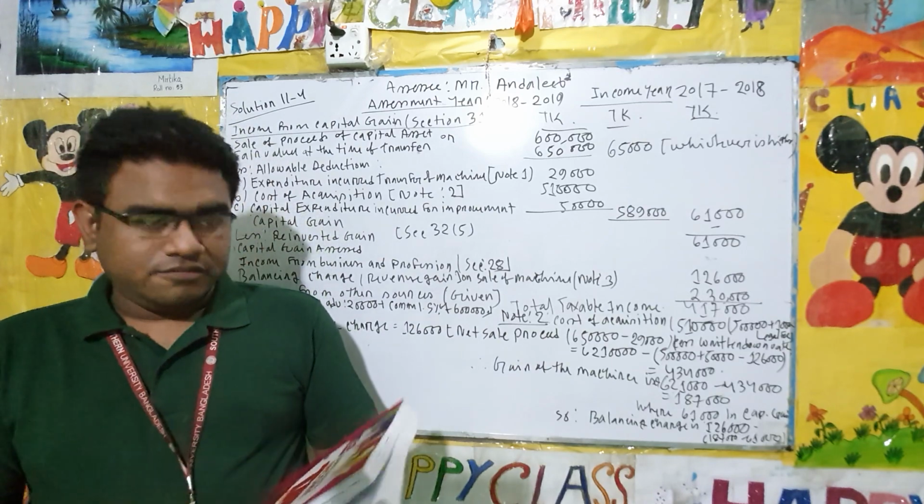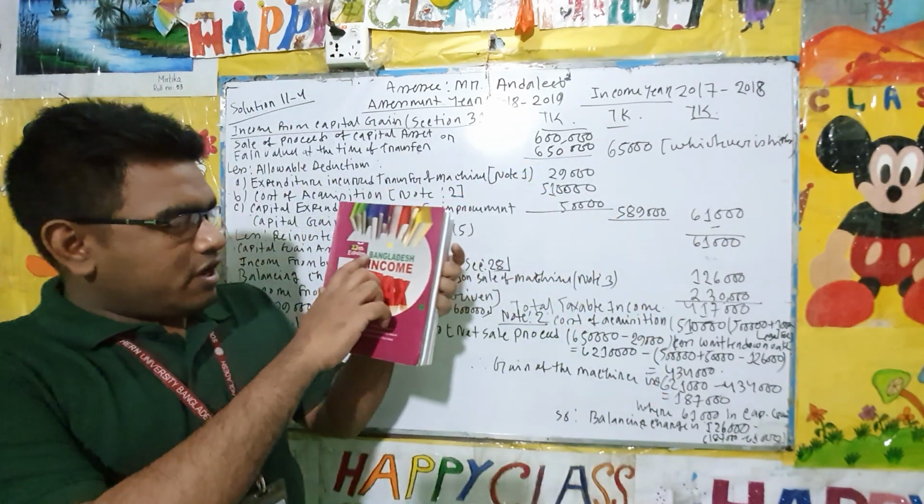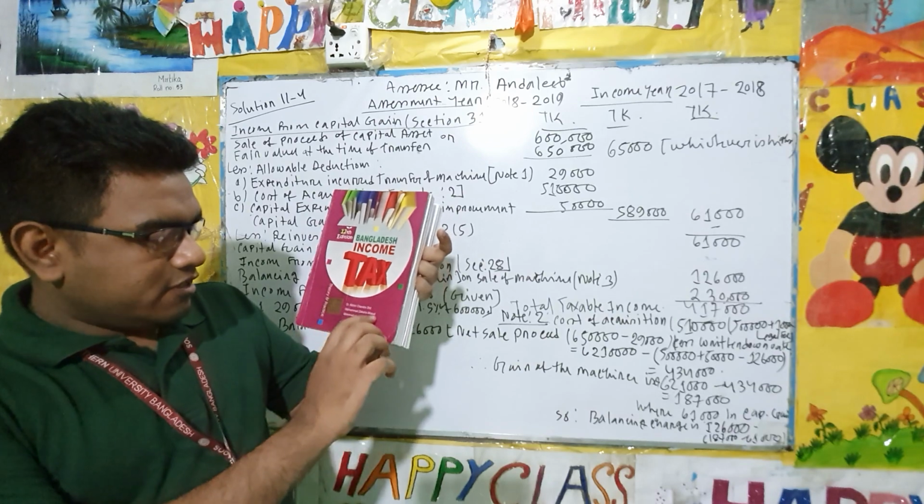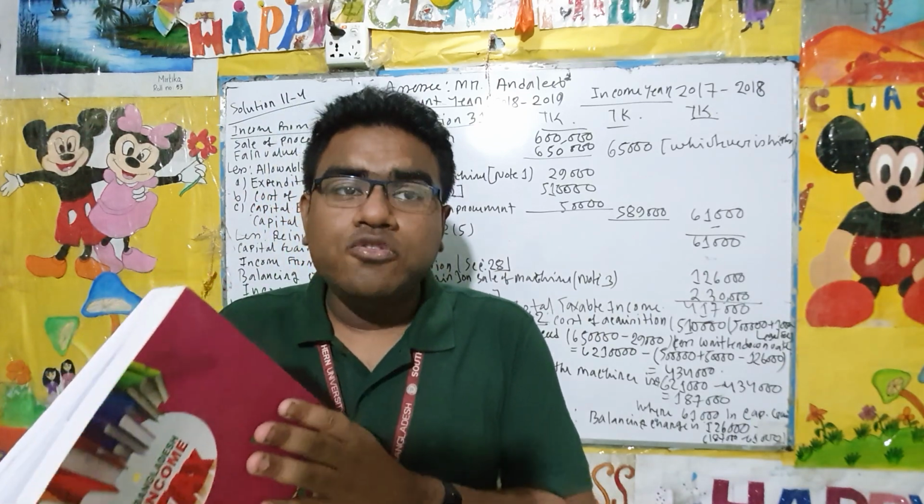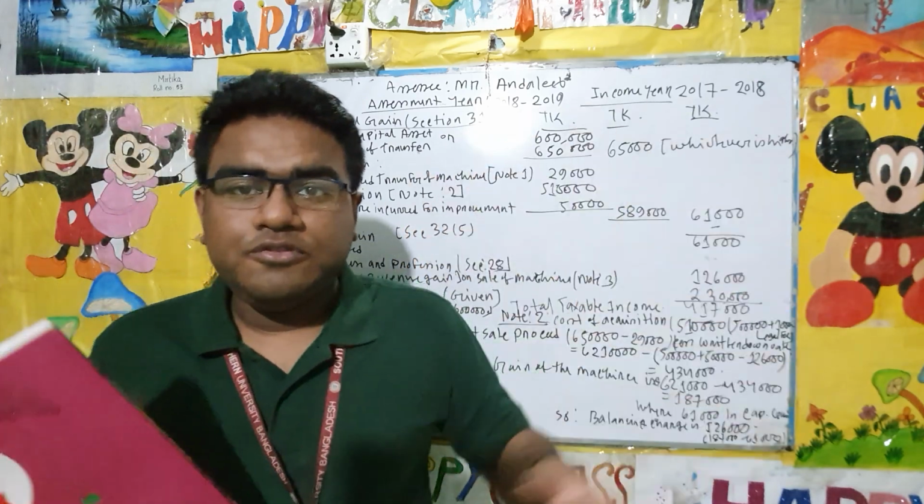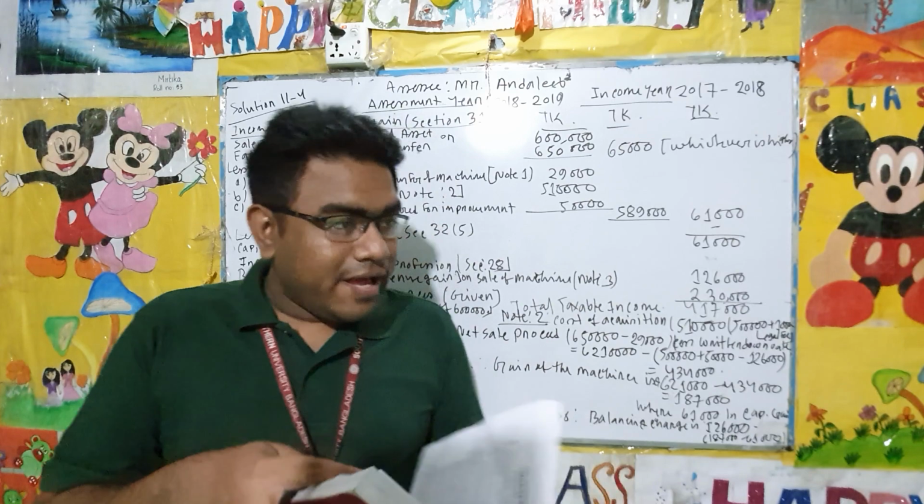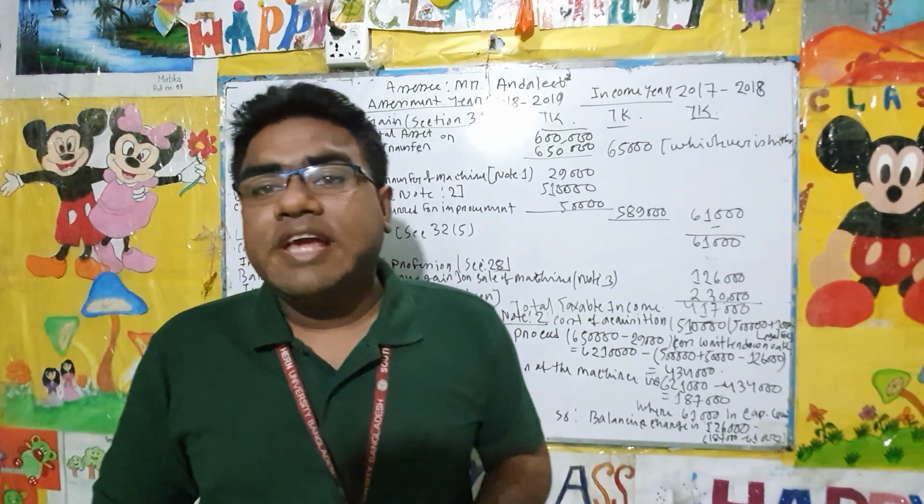Before I start, this is your required textbook and I have covered everything from this book. This is the 12th edition of Bangladesh Income Tax by Dr. Nikhil Chandrashil. Most of you, I guess, have this book or the 11th edition. Those who have the 11th edition, I request you to match this problem with the people who have the 12th edition. Today I'm going to discuss income from capital gains.